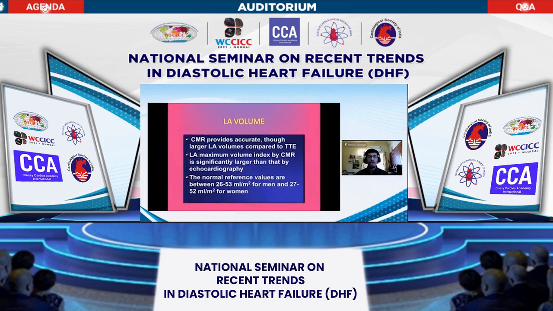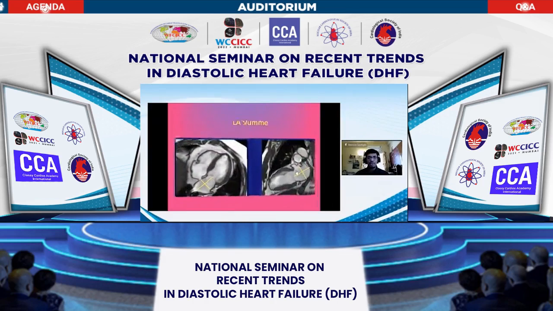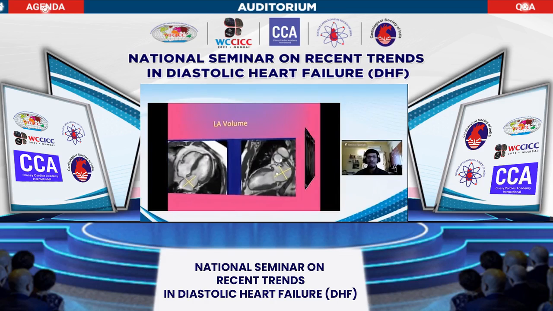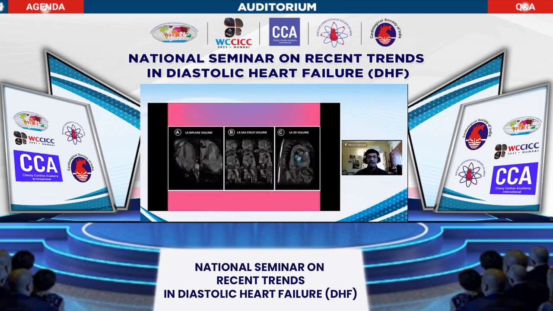We talked about LA volume, and as you know, MRI is much more accurate than the transthoracic echo for LA volume, and we have the normal reference values for MR as well. This is the way you calculate it using a 4-chamber view here, having a longitudinal and transverse diameter, and the 2-chamber view, and you get the LA volume. Then you can use it by forming an LA stack volume and also getting a 3D volume, which is very, very accurate.